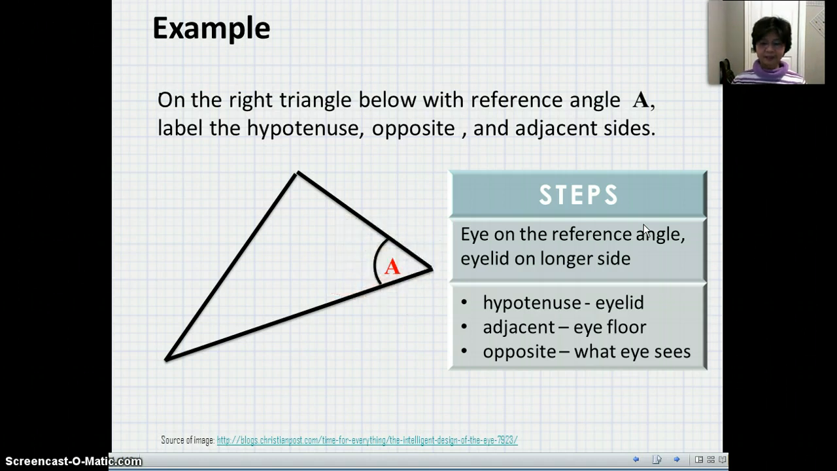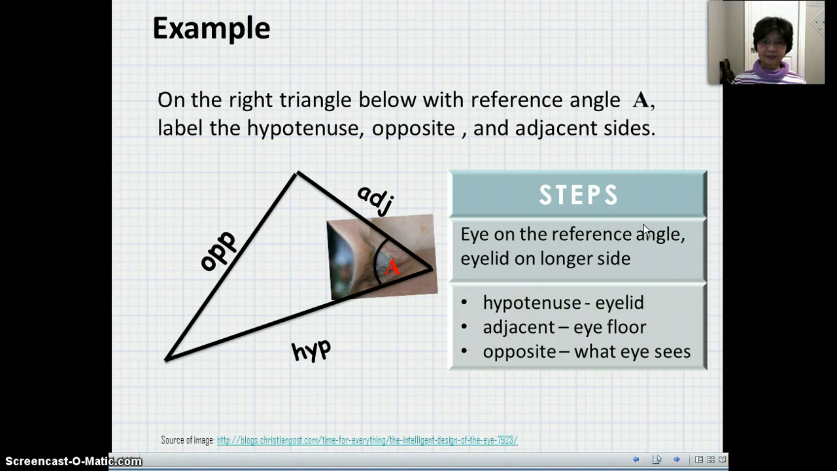So let's rotate it. That's the right position. And we're finished. Where the eyelid is, that's the hypotenuse. Where the eye floor is, the bottom of the eye, that's the adjacent side. And what the eye looks at, that's the opposite side.